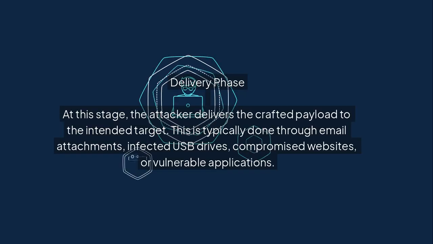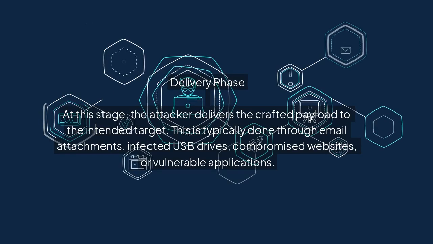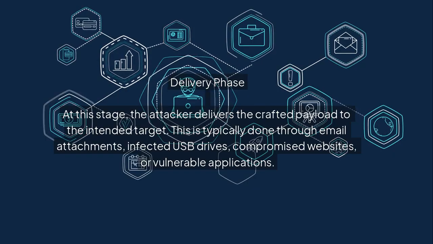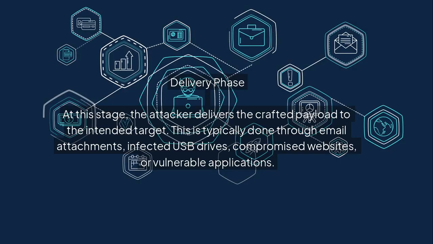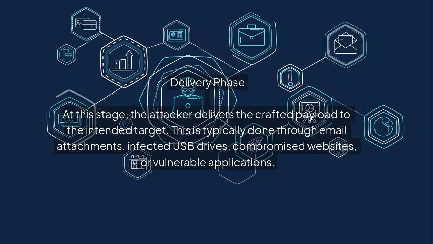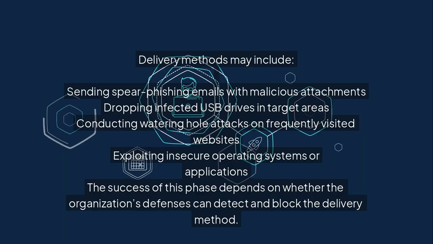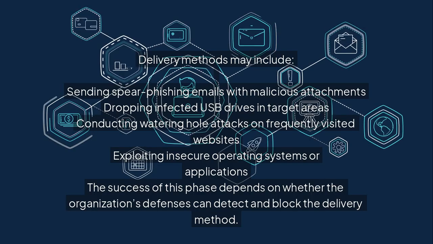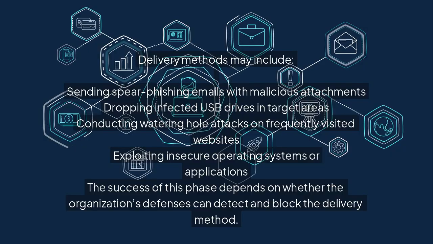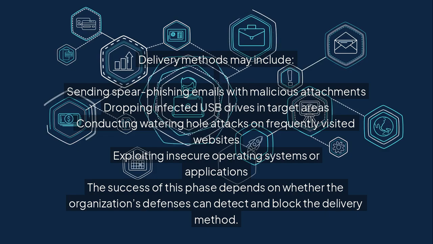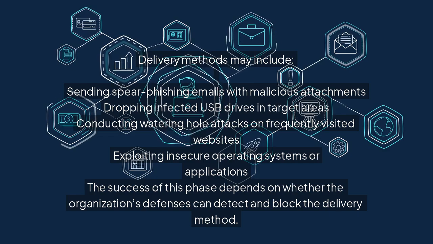Delivery phase. At this stage, the attacker delivers the crafted payload to the intended target. This is typically done through email attachments, infected USB drives, compromised websites, or vulnerable applications. Delivery methods may include sending spear phishing emails with malicious attachments, dropping infected USB drives in target areas, conducting watering hole attacks on frequently visited websites, exploiting insecure operating systems or applications.